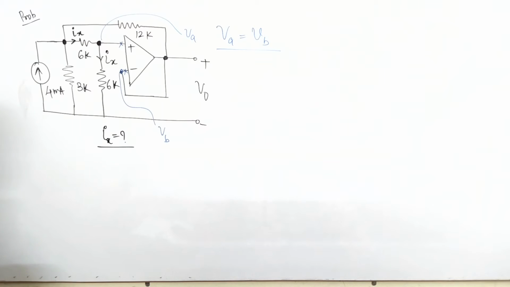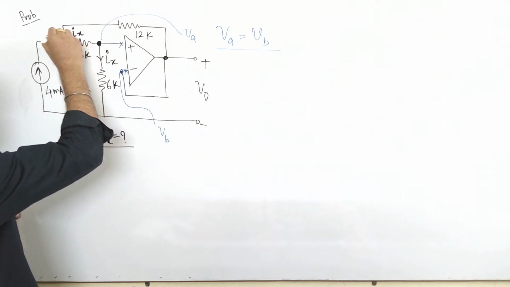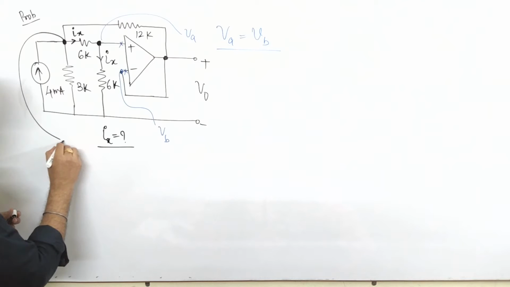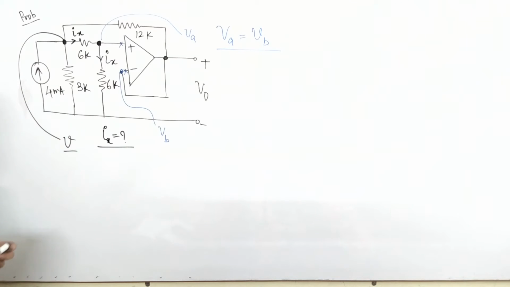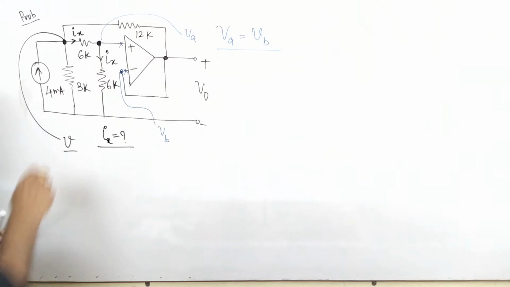Now to find the value of Ix, how do you find this value? For finding out the value of Ix, the first thing is we must know this voltage. Let this voltage be V. If you know this voltage, then you are able to find the value of Ix.